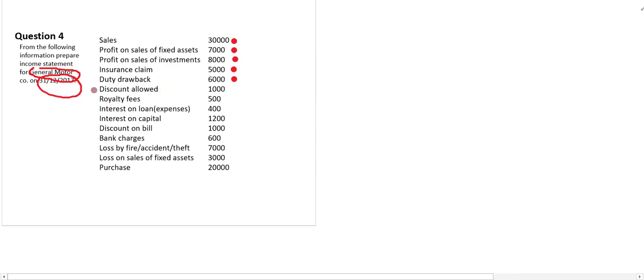Discount allowed, that's a kind of expense. Royalty fee, you know, expense. Interest on loan, it's expense. Interest on principal, expense. Discount on bill, expense. Bank charge, expense. Loss and purchase.